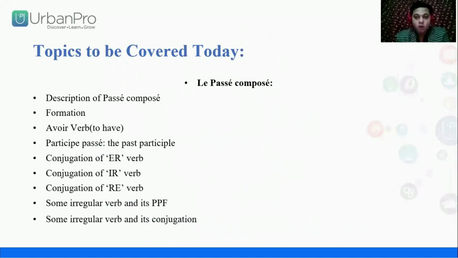So today's topic is le passé composé, which is one of the important topics. In this topic, we'll be learning the description of passé composé, its formation, and the avoir verb, which plays an important role in passé composé. We'll also learn the conjugation of avoir and the past participle form, some ER, IR, and RE verbs and their conjugation, and some irregular verbs with their PPF. Okay, let's start with passé composé.